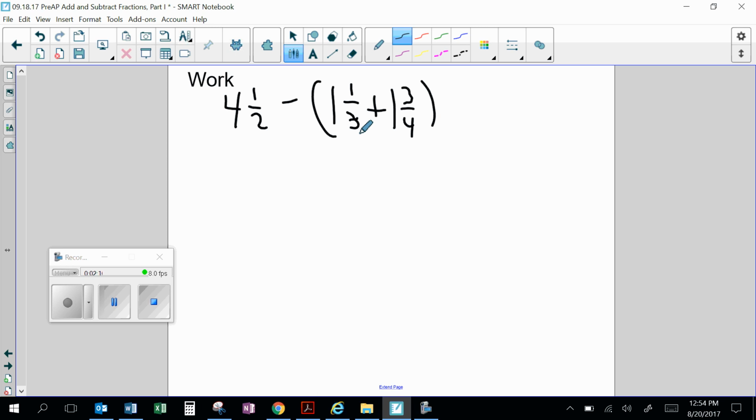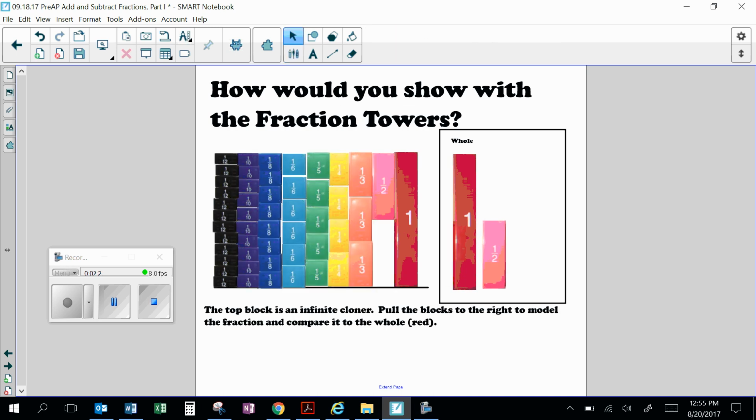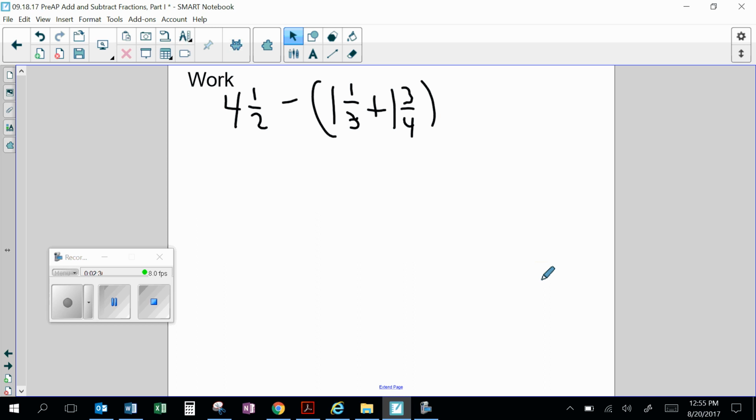So what do 2, 3, and 4 all share in common? For the halves, thirds, and fourths, what fraction do they all share in common? It would be 12ths. So let's rename it.